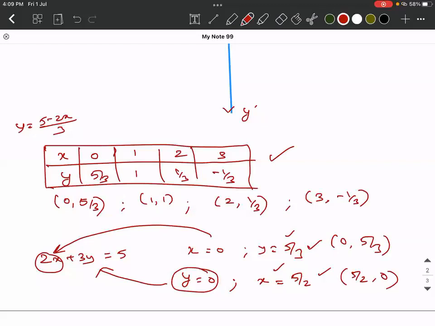One minute, I'm telling something important with coordinate geometry. Wait. When x is equal to 0, what does it represent?